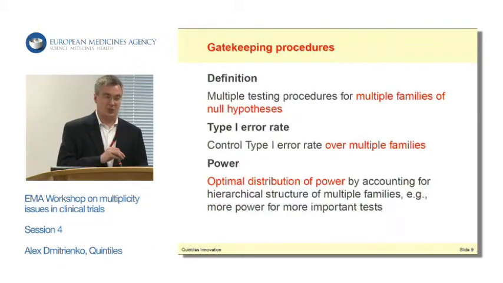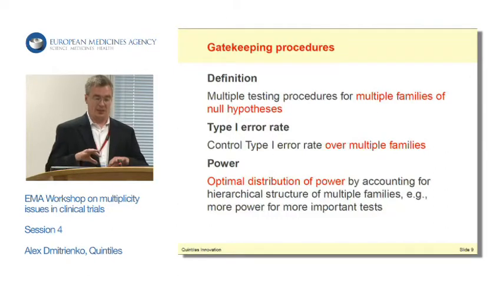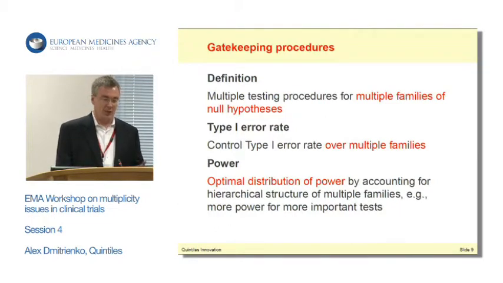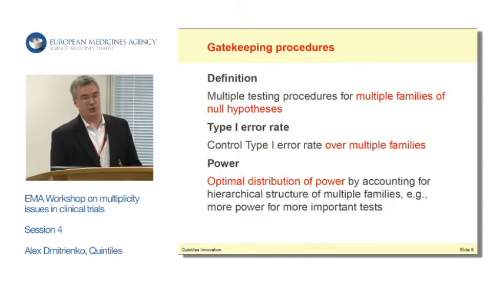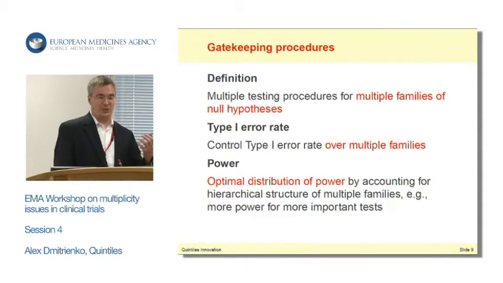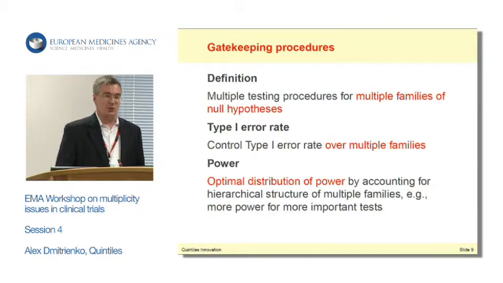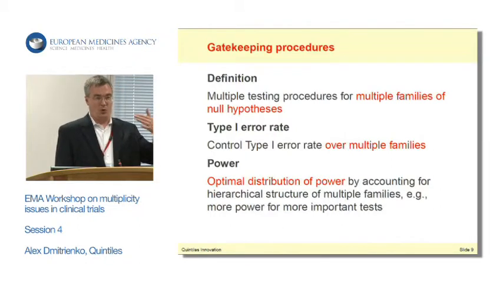This is a procedure which is built to address multiplicity problems when the tests are grouped into families. There are two main requirements when it comes to valid gatekeeping procedures. The first one is the obvious one: they need to provide some reasonable form of error rate control. I will assume in this presentation that we need global error rate control over all families in the strong sense.